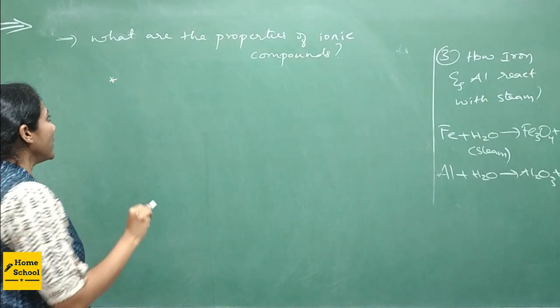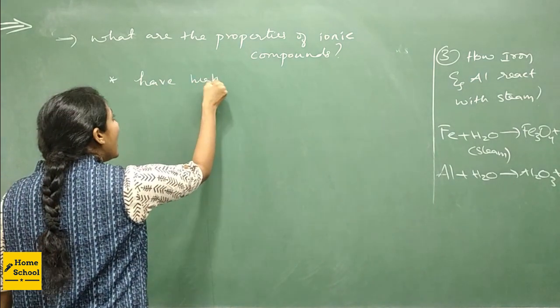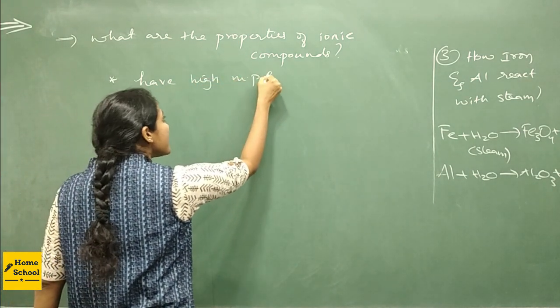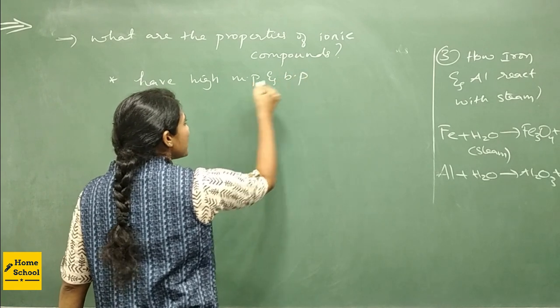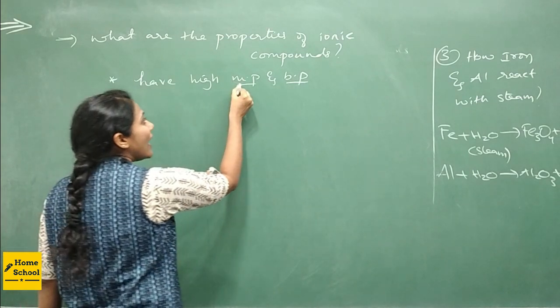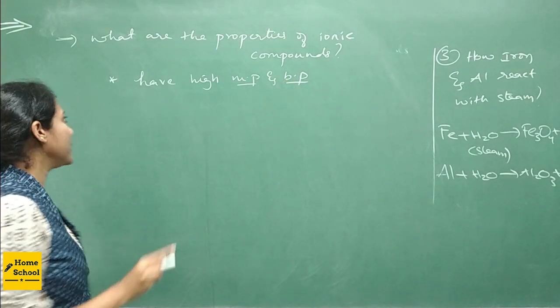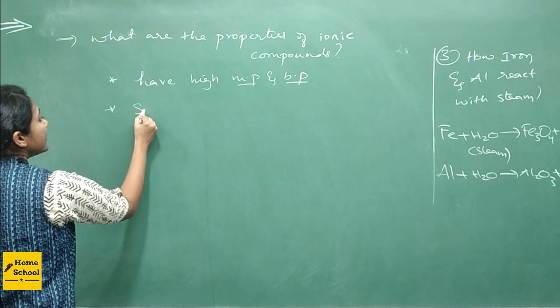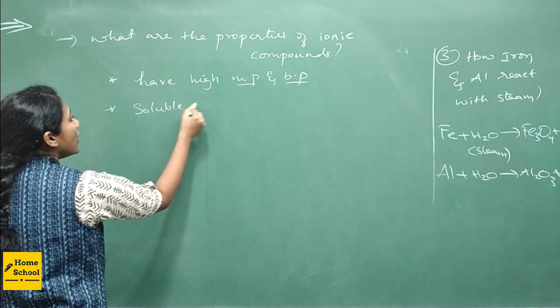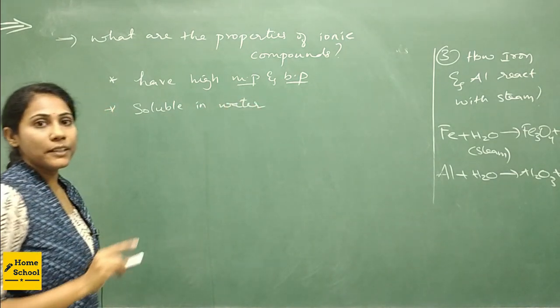So what is the first point that you can write? Ionic compounds have high melting points and boiling points. I'm just writing it in a shortcut way. You can write it in a full form. So they have high melting point and boiling point. So this is one property. And second one is they are soluble in water. Okay, so this is another point.